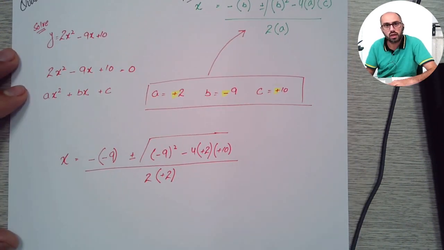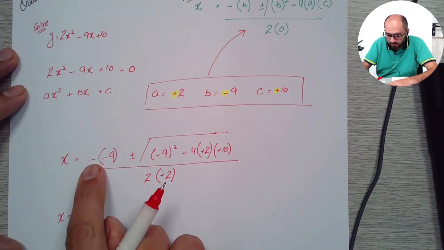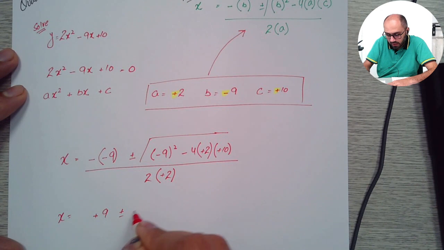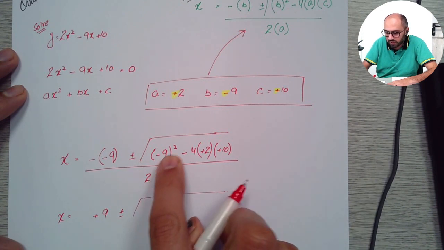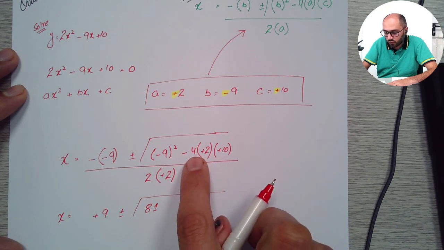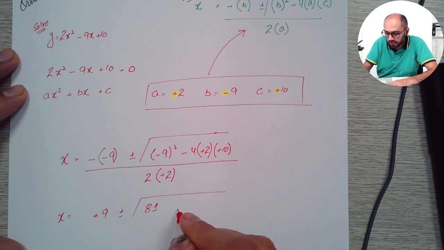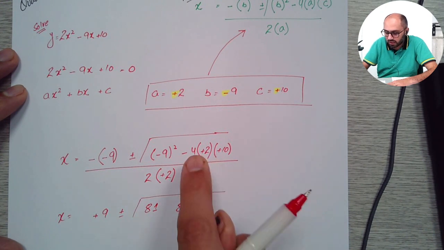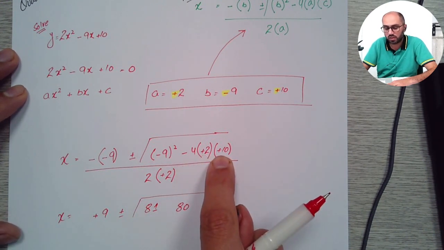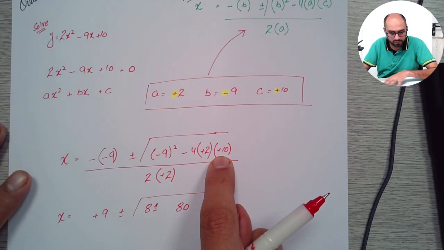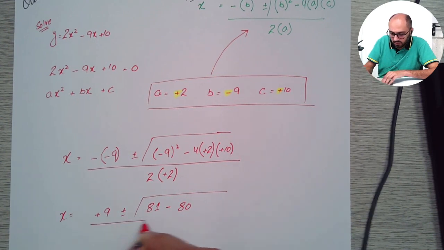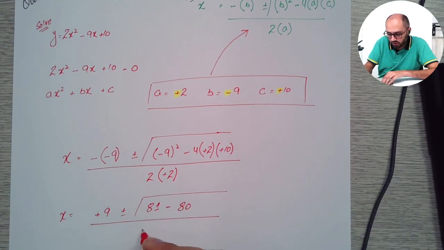Once you've done this, all you have to do is simplify it. Minus times minus 9 will change into plus 9, plus or minus the square root. Minus 9 squared will be 81. If you multiply these three numbers, 4 times 2 is 8, times 10 is 80. Work out the sign here. Multiply minus with plus, that gives you minus. And then you multiply minus with plus, that gives you minus again. That means the sign here will be negative. Divided by, multiply 2 with plus 2, that will give you 4.